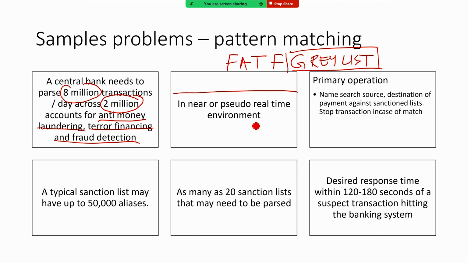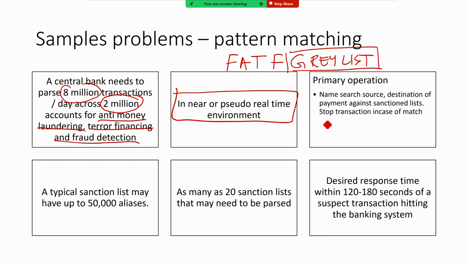So, when a transaction hits your system, you don't have end of day to find out, okay, this transaction will not be processed, or this transaction needs to be filtered out, or this transaction needs special processing, or this transaction needs to be stopped, and this will not go through. And your primary operation is that for each transaction, you actually have 5 pieces.